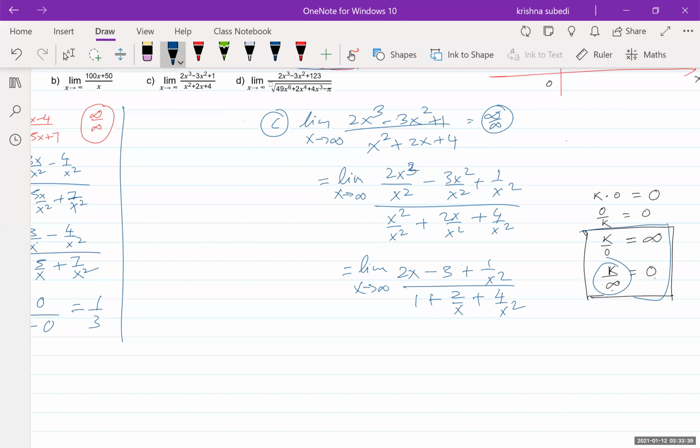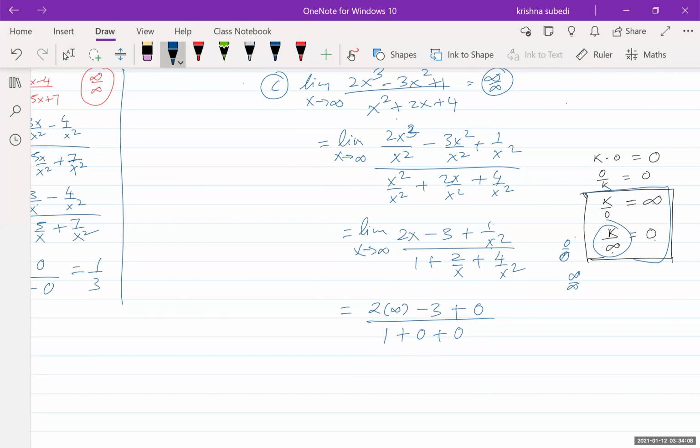Now let us plug in the value. What do we get? Do we get 0 over 0 or infinity over infinity? If we get that, then we have to think about some technique. Otherwise, we'll get the answer. If I plug in the value there, I'll get 2 times infinity minus 3 plus 1 over infinity squared, which is 0, over 1 plus 2 over infinity, which is 0, plus 0.